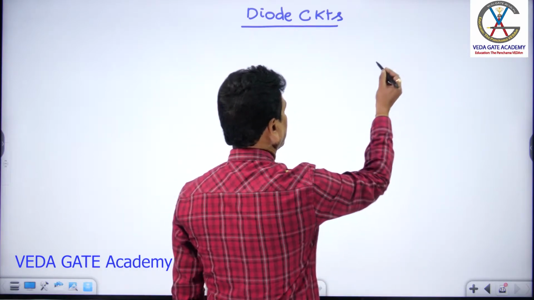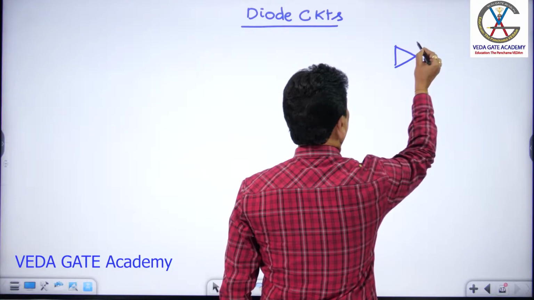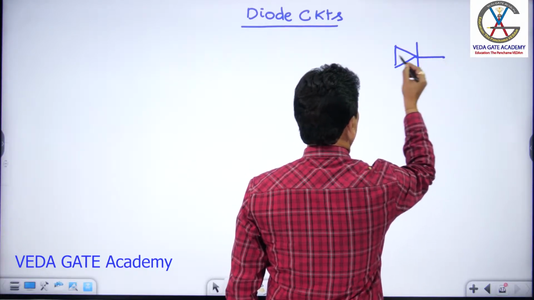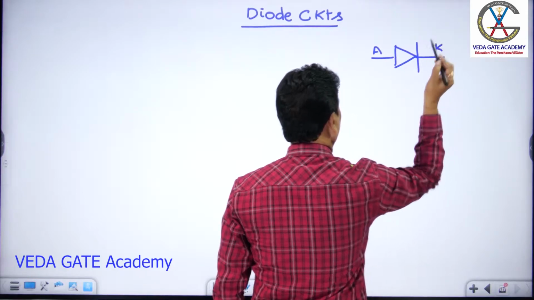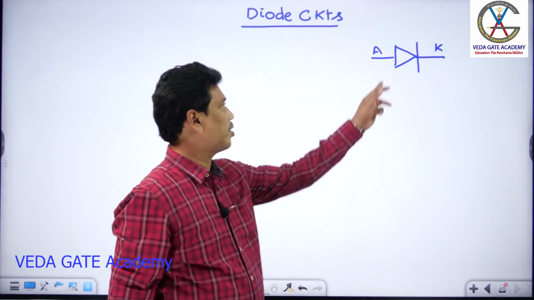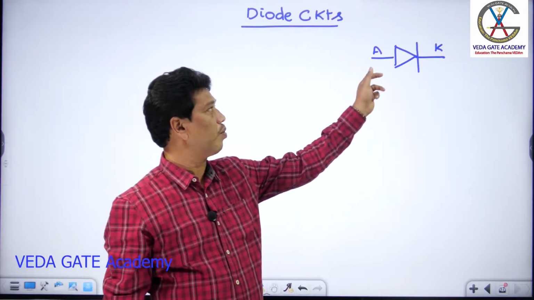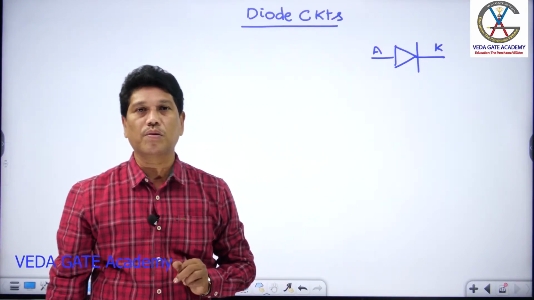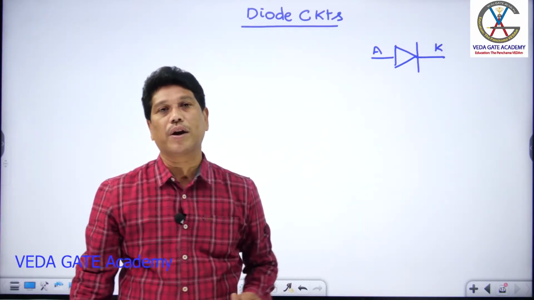This is the symbol for a PN diode. This is the anode, this is the cathode. This symbol indicates that a diode is a unidirectional device that allows the current only in one direction, from anode to cathode. It does not allow the current in the reverse direction, that is from cathode to anode.